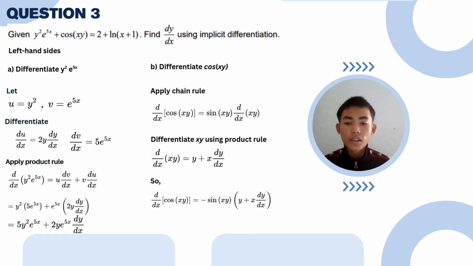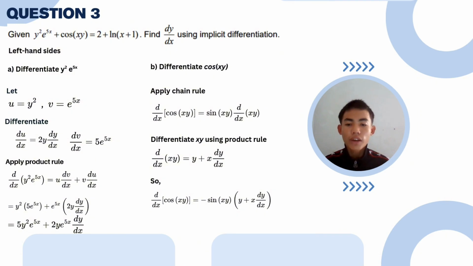As for question 3, given y squared e to the power of 5x plus cosine of xy equals x plus natural log of x plus 1, we need to find dy over dx using implicit differentiation. We start by differentiating the left hand side. Differentiate y squared e to the power of 5x. This is a product. Let u equal y squared, v equal e to the power of 5x. Then du over dx equals 2y dy over dx.